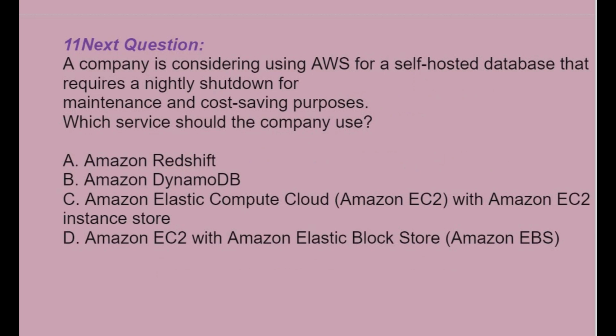Question is a company is considering using AWS for a self-hosted database that requires a nightly shutdown for maintenance and cost-saving purposes. Which service should the company use? Option A, Amazon Redshift. Option B, Amazon DynamoDB. Option C, Amazon Elastic Compute Cloud, Amazon EC2 with Amazon EC2 Instance Store. Option D, Amazon EC2 with Amazon Elastic Block Store, Amazon EBS. Correct answer is option D.